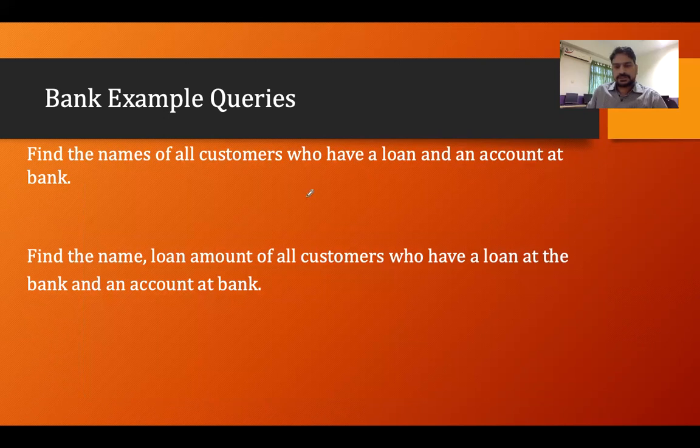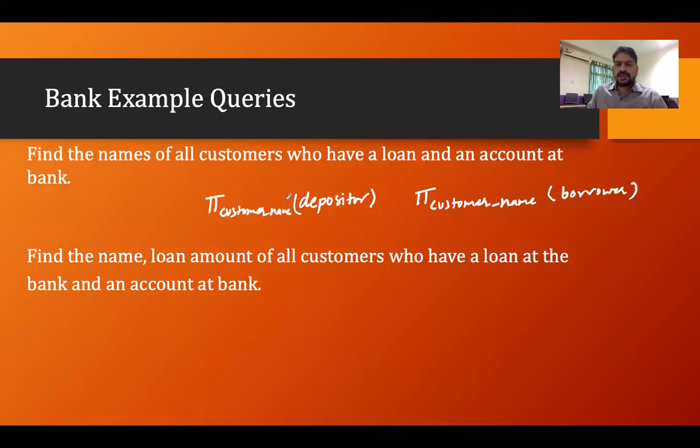So we have the depositor table, and we'll get the customer details and the customer name from it. How will we get the customer name? We'll have to project. So we'll project customer name from depositor, and we can find the customer name from borrower, right? It will give me the customer name of those who have an account, and this will give me the customer name of those who have a loan. And what I'll do is make the intersection between these two.